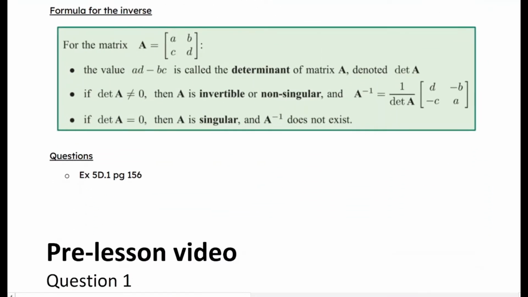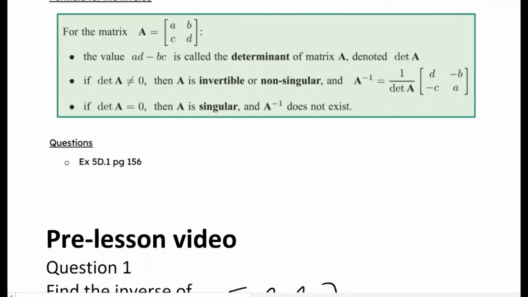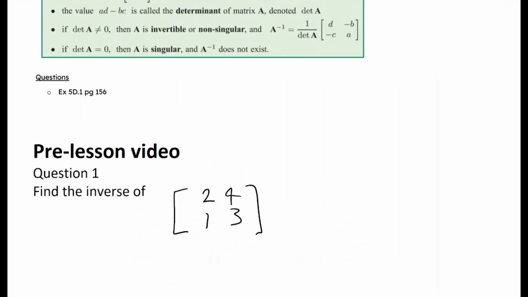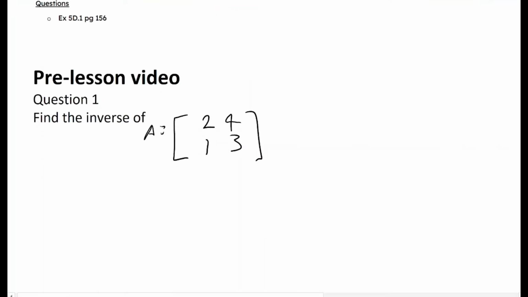Now, to do inverses, the formula is a bit involved, but once you get used to it, it's pretty simple. We work out this thing called the determinant, and that's just made up of AD take BC. So you essentially times those two numbers, and you times those two numbers, and you take them away from each other. Then we flip some things and negate some things. Anyway, what we're going to have to do first here is find the inverse. So we'll call this matrix A. A inverse is going to be 1 over det A times, you flip the 3 and the 2, so you get 3 and 2, and then you negate the other ones, so minus 4 and minus 1.